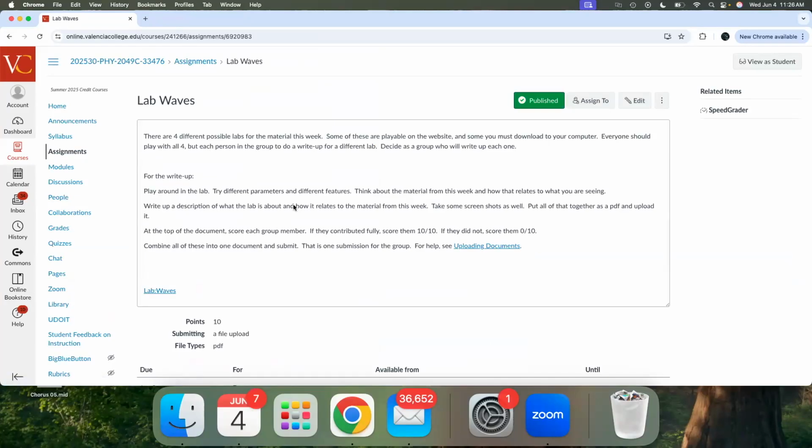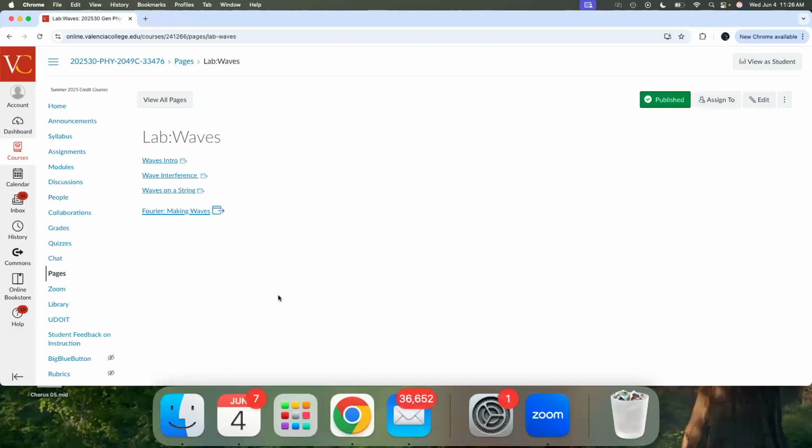For most of the labs we do this semester, it's just one lab. Everybody works on it together. You just submit one thing. Everybody does the same thing. The first lab is a little different because there were no great, awesome labs available dealing with waves, but there were four pretty good labs dealing with waves.